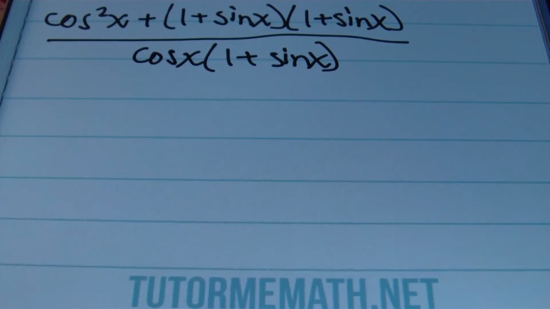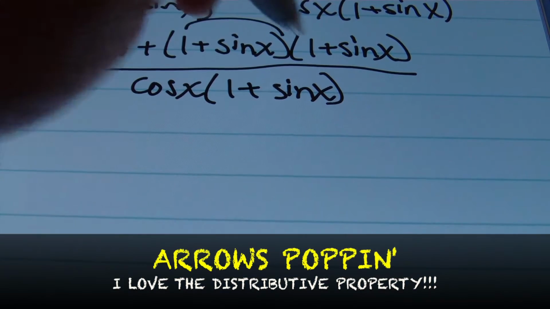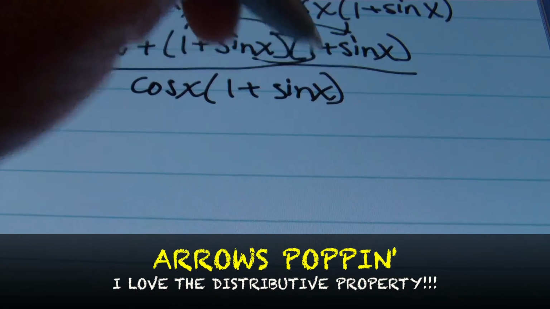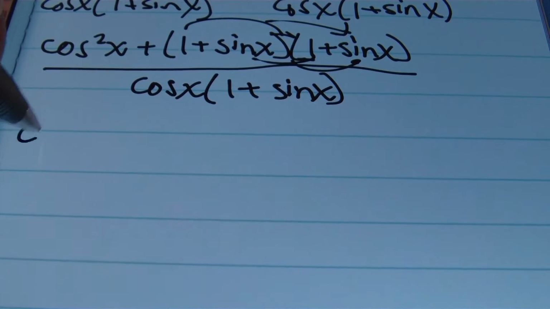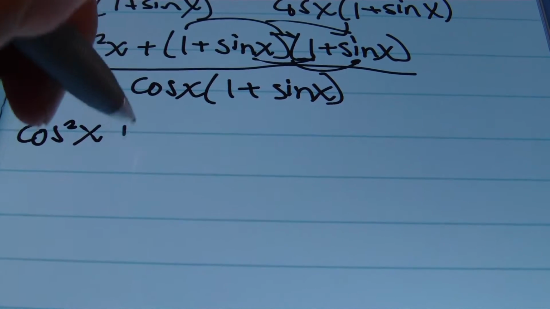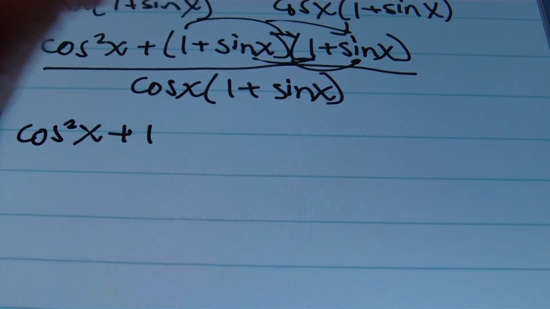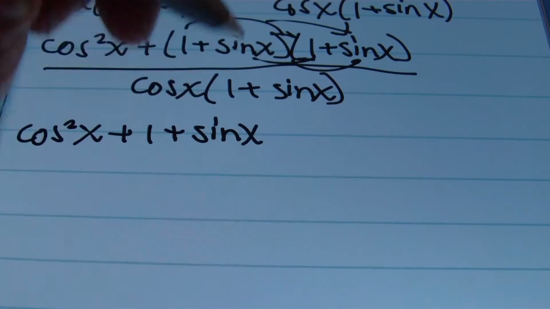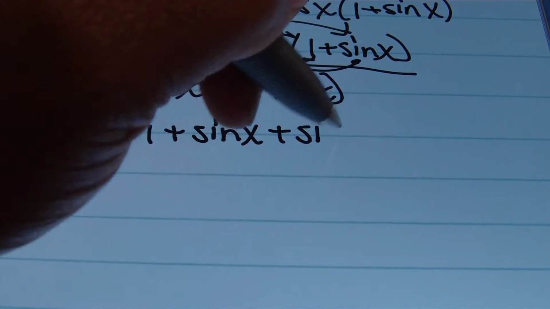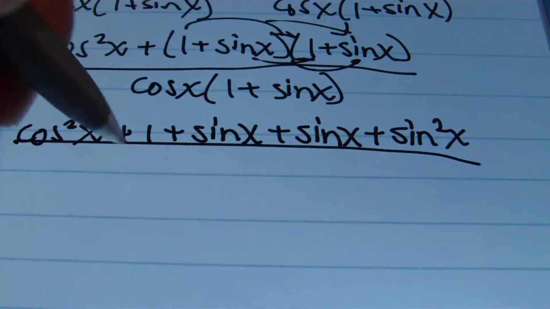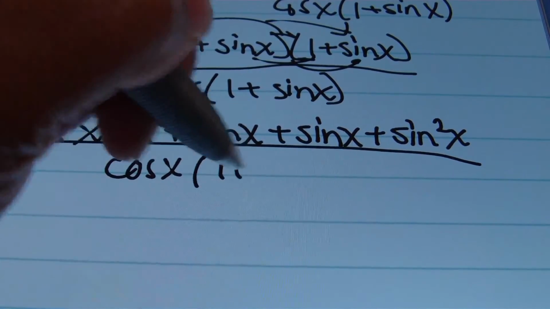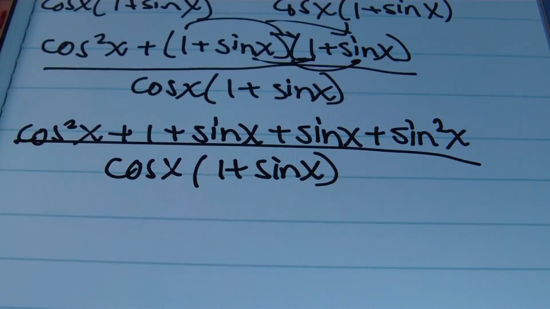From here, what I'll do is multiply this out, and I'm going to show my work. Everything will be multiplying in the numerator, that binomial times a binomial. I will be bringing down that cosine squared x, haven't forgot about that. Plus 1 times 1 is 1. 1 times sine x is sine x. Then sine x times 1 is another sine x. And then sine x times sine x gives me a positive sine squared x. All of this is over cosine x times 1 plus sine x. So this is what I have thus far.